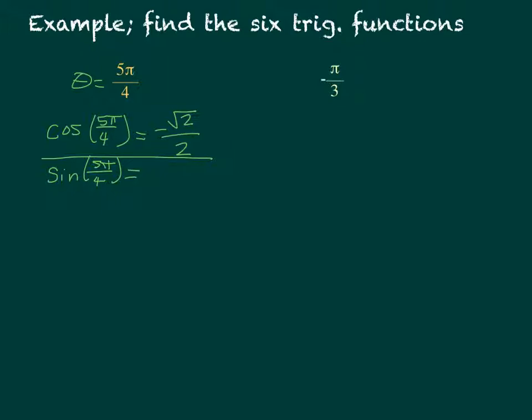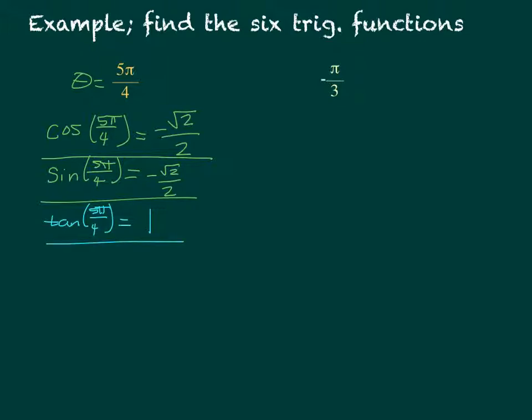is going to be equal to the y value at that same angle measure, which is also going to be negative square root of 2 over 2. Okay, now the next thing we're going to want to find is tangent, because we can use these two to find the rest of them. So tangent of 5 pi over 4 is going to be equal to sine over cosine, which is just going to equal 1.